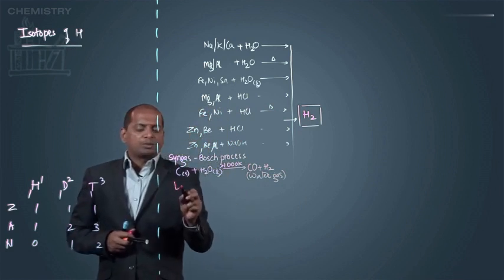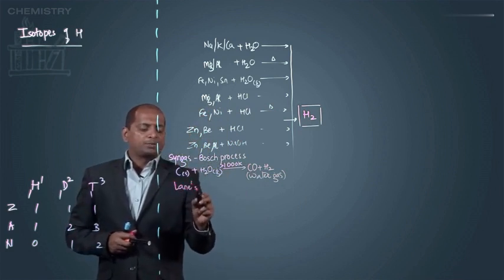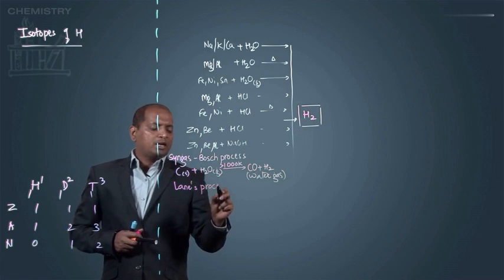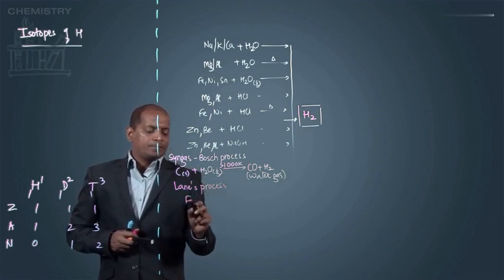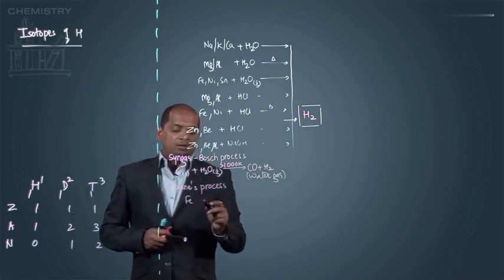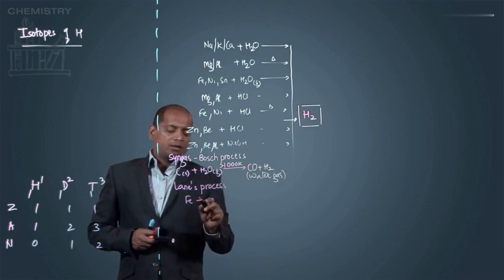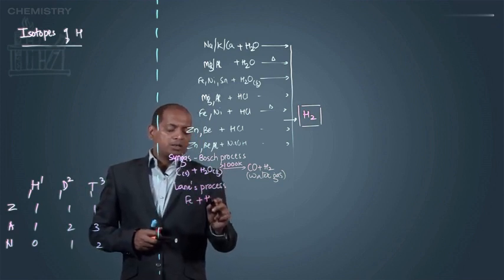And the another commercial process is the Lane process. In the Lane process, red hot iron and steam are used.